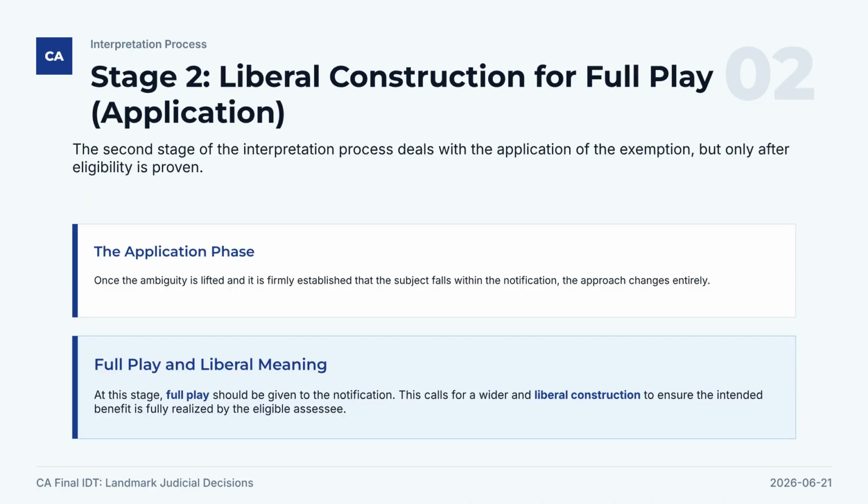Once eligibility has been conclusively established, the approach changes completely. This second stage focuses on applying the exemption rather than determining eligibility. Here, courts favor a liberal interpretation so that the intended benefit is fully enjoyed by the eligible assessee. The rationale is simple. Once it is clear that the taxpayer belongs within the exemption category, unnecessary technical restrictions should not defeat the objective of the notification. Therefore, the same notification that is interpreted strictly at the entry stage may be interpreted liberally at the benefit stage. This distinction is the essence of the Wood Papers principle.